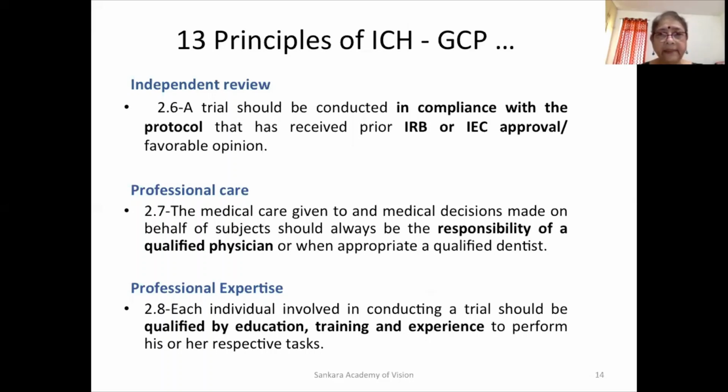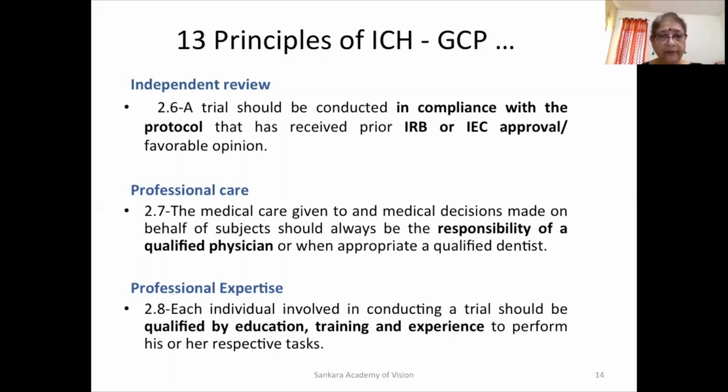Now, GCP here highlights that GCP is meant only for qualified physician and qualified dentist, but it's not that the others don't come into the framework. So research is research. So whoever does it has to follow the good clinical practice.